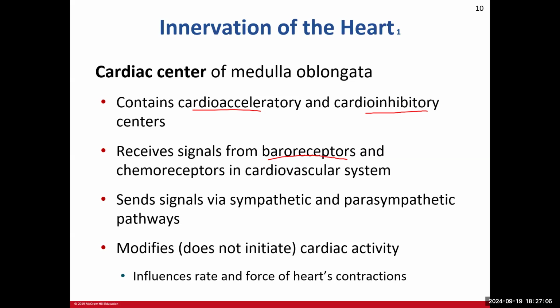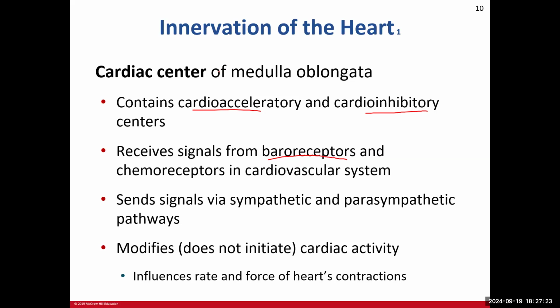Chemoreceptors monitor primarily oxygen levels in your blood, carbon dioxide levels in your blood, and then hydrogen ions. You remember what those are? Chapter 2, okay? Acids and bases sort of thing, okay? So we're going to talk about that.